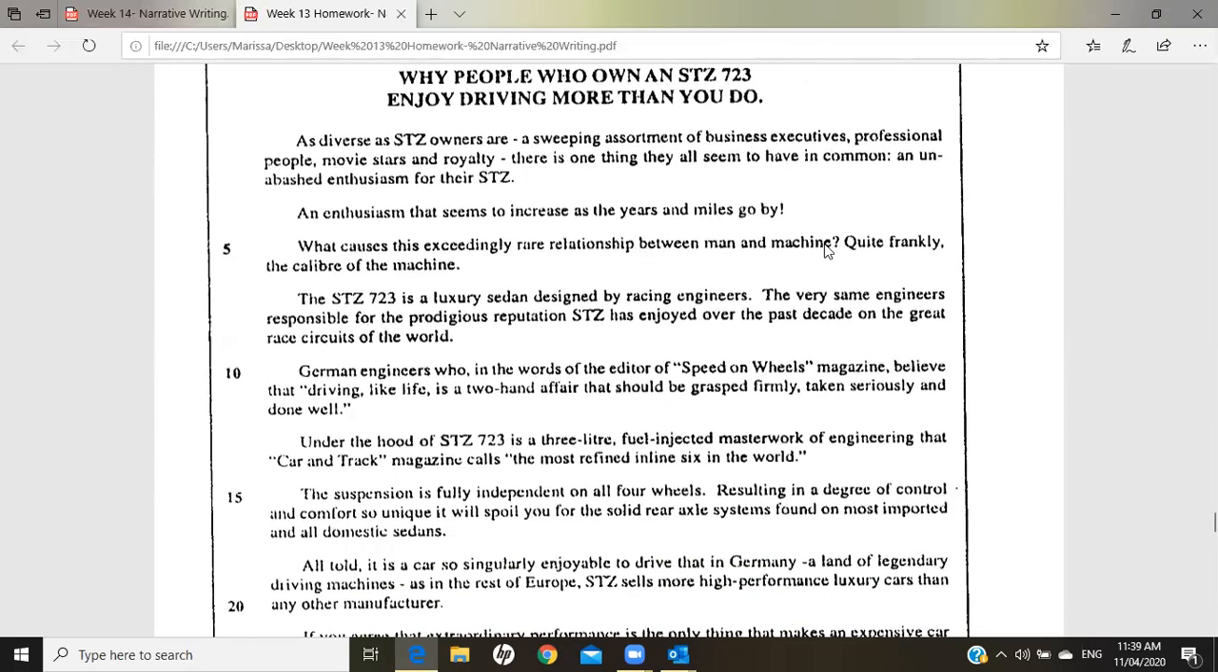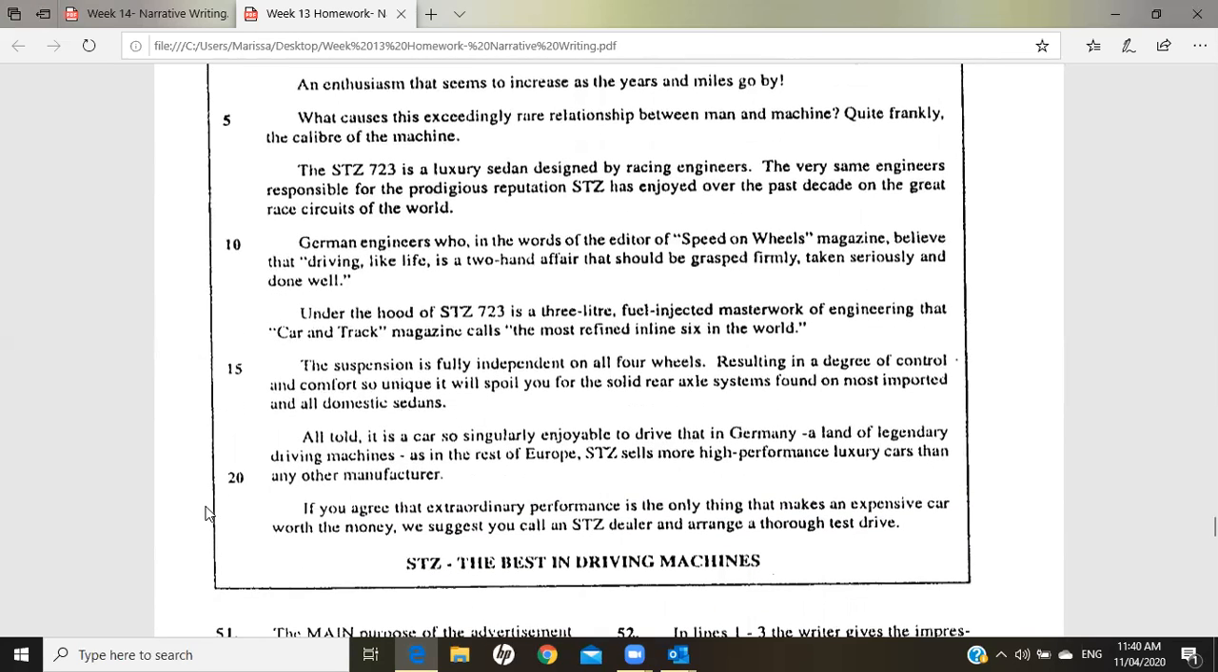They're saying that there's a rare relationship between man and the machine. Then they go on to talk about the luxury design, how racing engineers designed this vehicle. Under the hood, they gave us an insight about the features, about the engineering, the 3-liter fuel injected masterwork. They even went on to talk about the suspension and all four wheels. Then to conclude, they said that the car is singularly enjoyable to drive. They even compared its high performance luxury with any other manufacturer. It concludes by saying, if you agree that extraordinary performance is the only thing that makes an expensive car worth the money, we suggest you call an STZ dealer and arrange a thorough test drive. STZ, the best in driving machines.